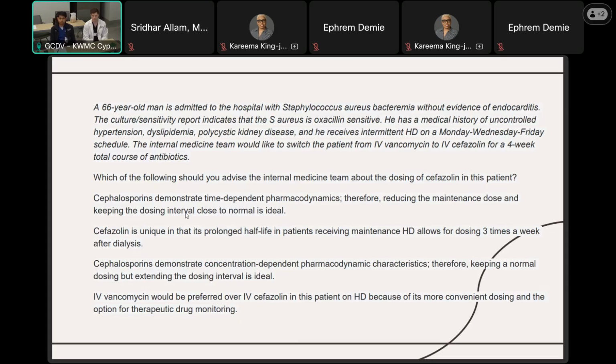So, too much information over there, but basically, cephalosporins demonstrate time-dependent pharmacokinetics, and that does seem to be true. Cephalosporins do not demonstrate concentration-dependent pharmacokinetics. That is aminoglycosides, for example. So this option is incorrect. Is cefazolin unique in that its prolonged half-life in patients receiving maintenance hemodialysis allows 3 times a week dosing, or should we just give them more vancomycin?